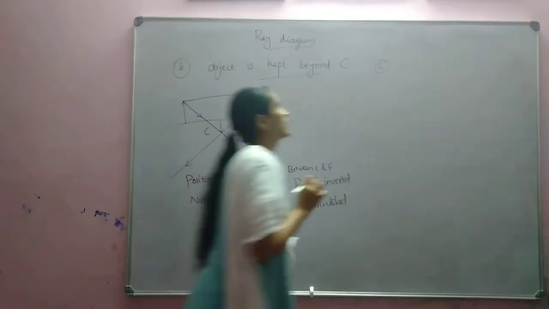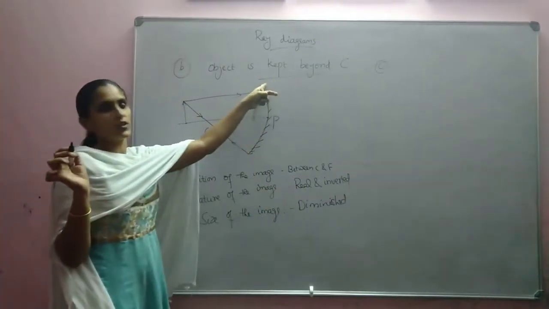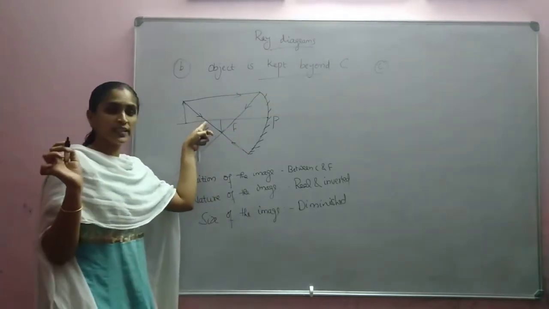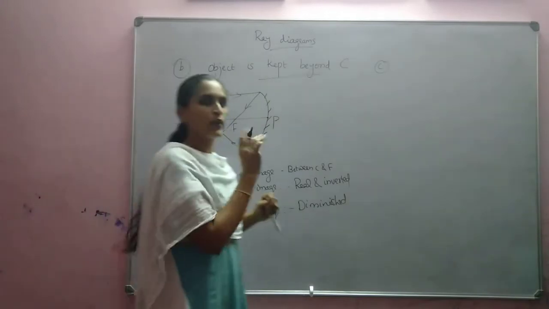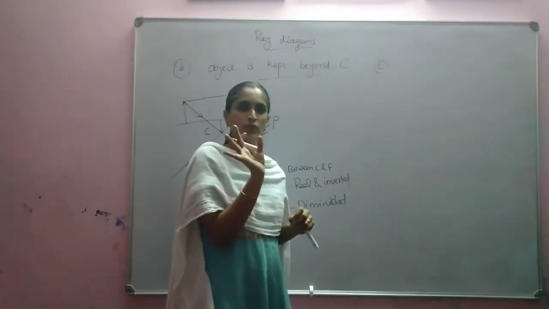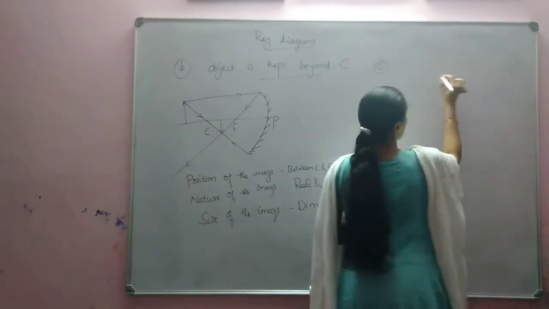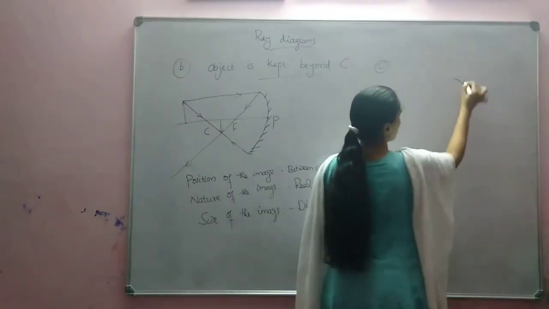And the next case we will consider here itself. The second case is over, where the object is kept beyond C. Now we have to consider the case where the object is kept at C. For this you have to use a compass, otherwise it is very difficult to get the image. Okay. So here let me see whether I will get it or not.